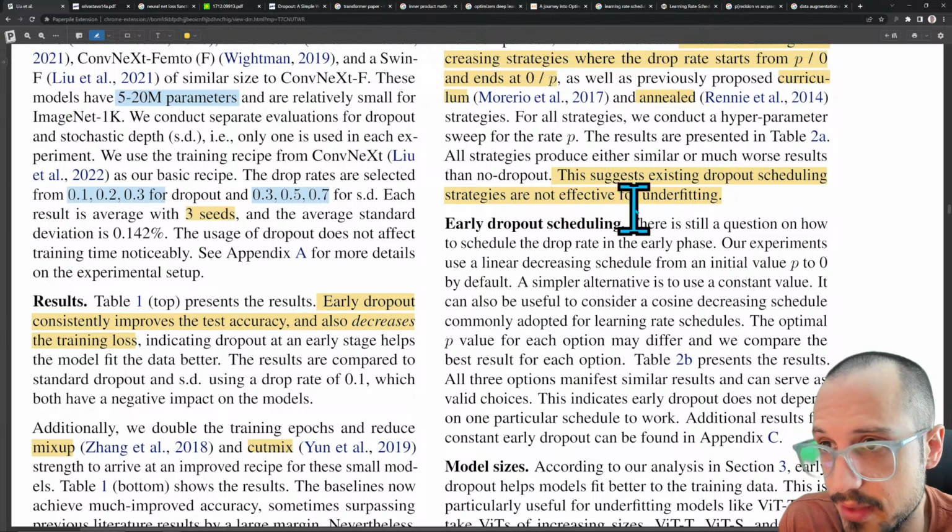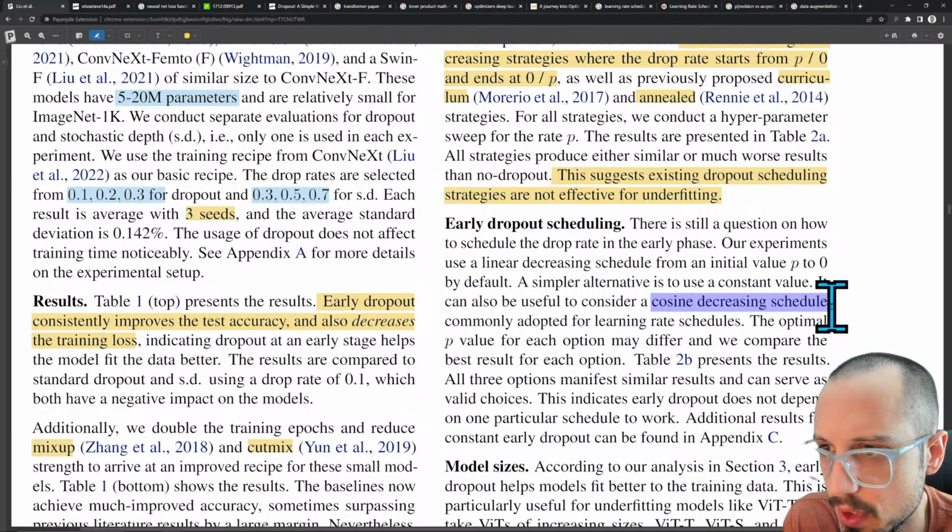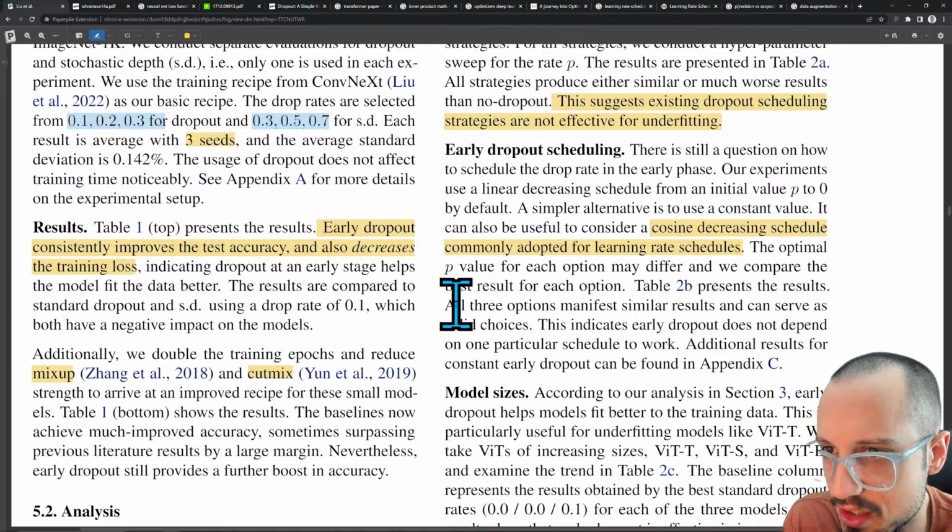Early dropout rate scheduling. There is still a question of how to schedule the drop rate in early phases. In our experiments, we use a linear scheduling or linear decrease schedule from an initial value of P to 0. A simple alternative is to use a constant value. It can also be useful to consider a cosine decreasing schedule. So yeah, here you go, commonly adopted for learning rate schedules. The optimal P value for each option may differ, and we can compare the best result for each option. Table 2b presents the results. Okay.